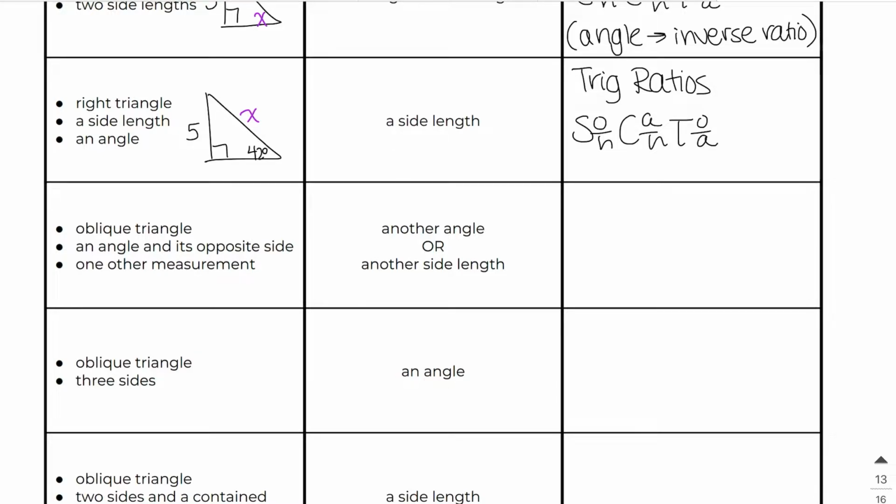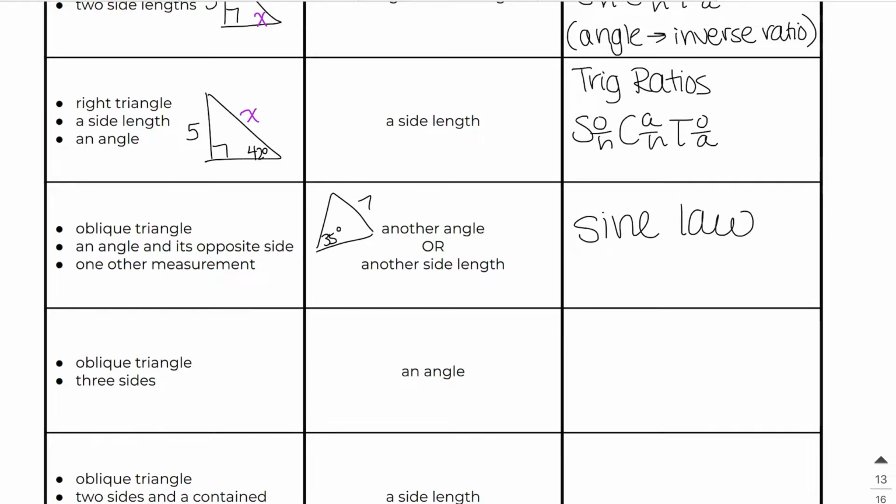Okay? So what happens now if I have an oblique triangle? So just a reminder, an oblique triangle means that it is not right. And if I'm given an angle, I'll draw it over here because I have more space here, and its opposite side. So let's say this is 35 degrees, and I'm given that this is 7 right here. I just have a matching pair pretty much. And I want to find another angle or another side length, then I would use sine law.